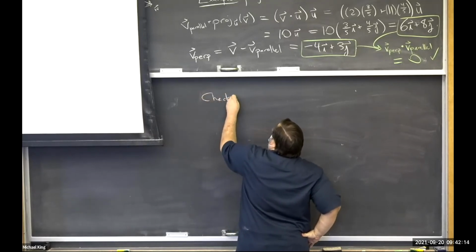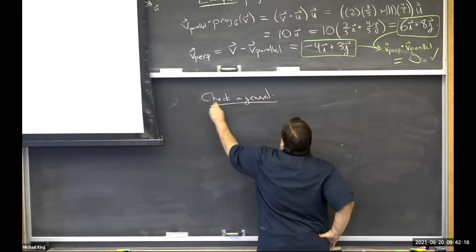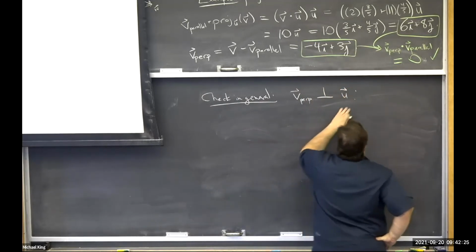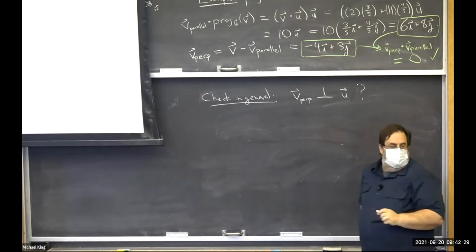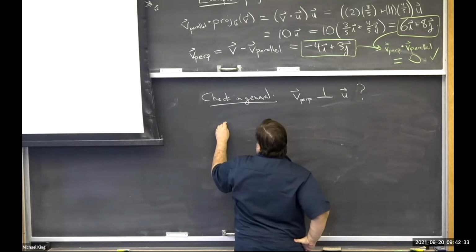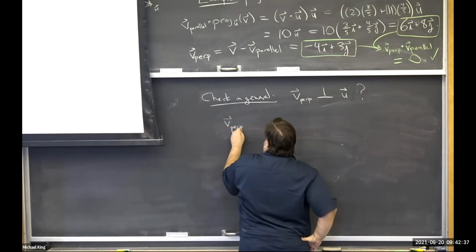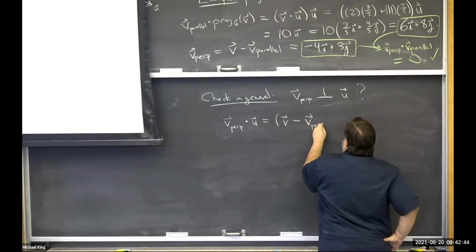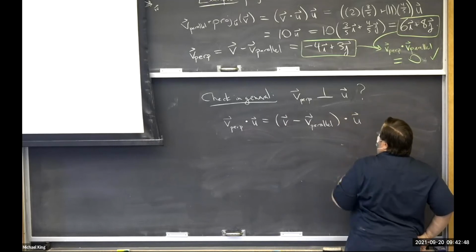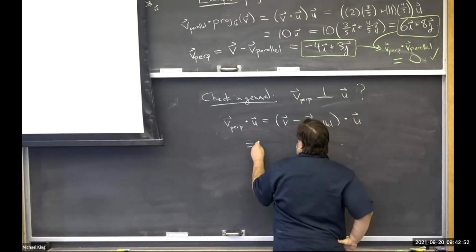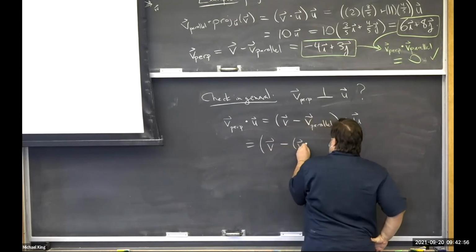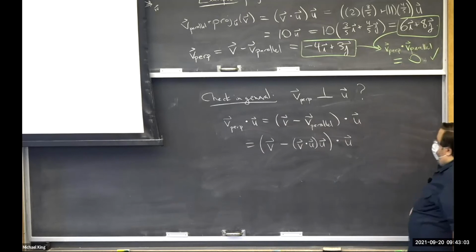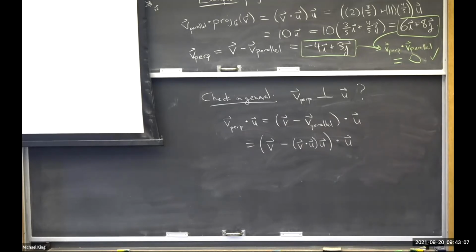So let's check in general that V perp is perpendicular to U. I guess I should put a question mark. V perp, the perp. So V perp dot U. It's interesting to see what you get when you write this down. This is V minus V parallel dotted with U, right? But V parallel has a formula. This is where you have to be very careful with your use of parentheses, because this starts to look like a mess. Let's write this down carefully.